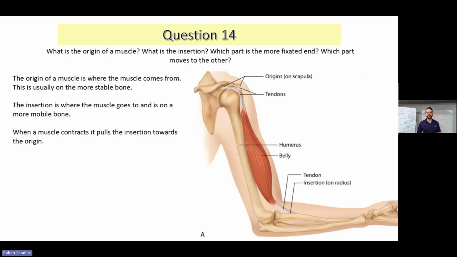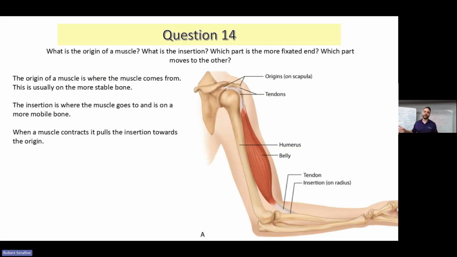So the origin of a muscle is the attachment site. A muscle is going to attach to bones. So it's the part of the body or the bones or attachment sites that the muscle has that are going to move the least. Well, I'll explain that with a little detail in a second. The insertion of the muscle is the attachment site of that muscle that is going to move more. Now, looking at that third line on this slide, when a muscle contracts, it pulls the insertion towards the origin.